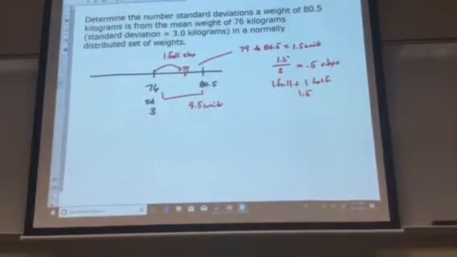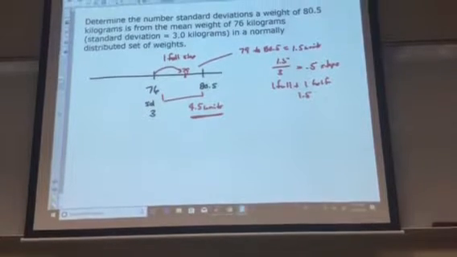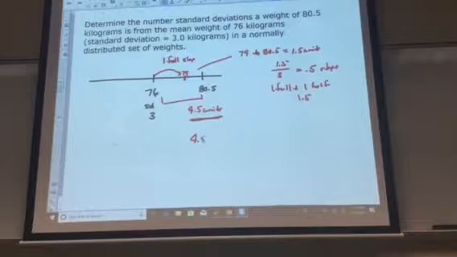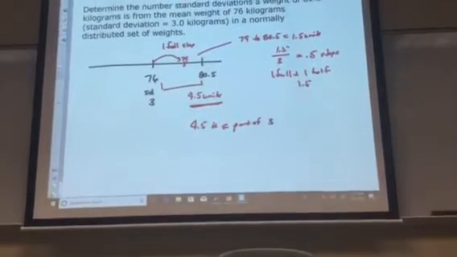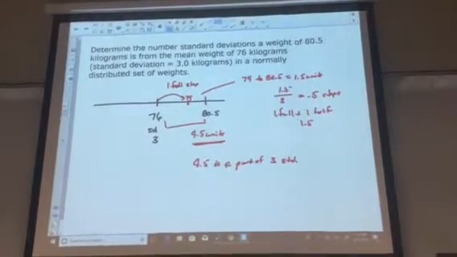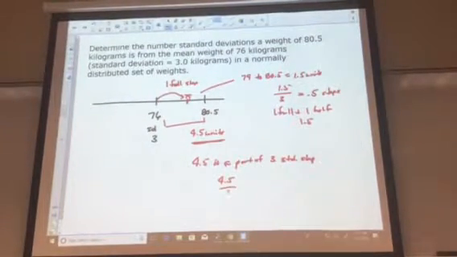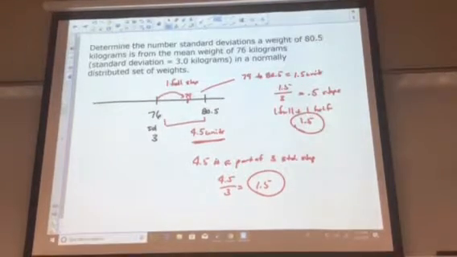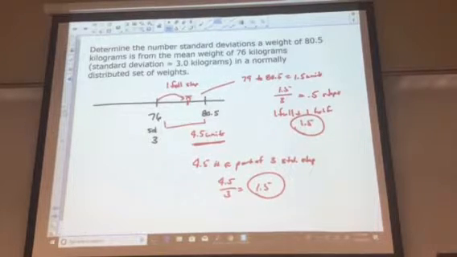Now there's the pure picture way of doing it. Here's the short way. Your total distance you need to cover is 4.5 units. 4.5 is a parts of 3, the standard step size. So 4.5 divided by 3, same 1.5. Pieces and parts are all at once.